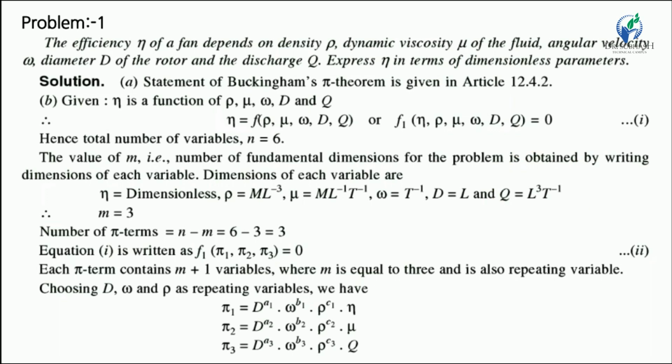Now we write pi 1, pi 2, pi 3, and each pi term has m plus 1 variables. The m value is 3 plus 1, so 4. So each pi term has 4 variables. So first we find the repeating variables. The first repeating variable is taken from the category of geometrical property. Geometrical property is defined by the diameter. So the first repeating variable is the diameter.